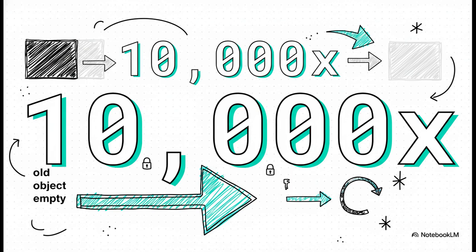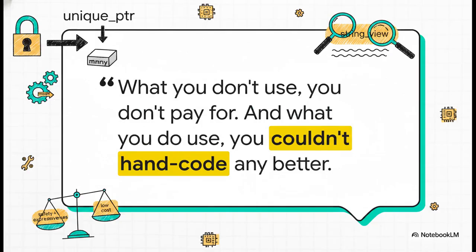Imagine you have a vector with 1,000,000 elements. A move operation doesn't copy those 1,000,000 elements. It just yanks the pointer to that big block of memory out of the old vector, shoves it into the new one, and leaves the old vector empty. It's brilliant.